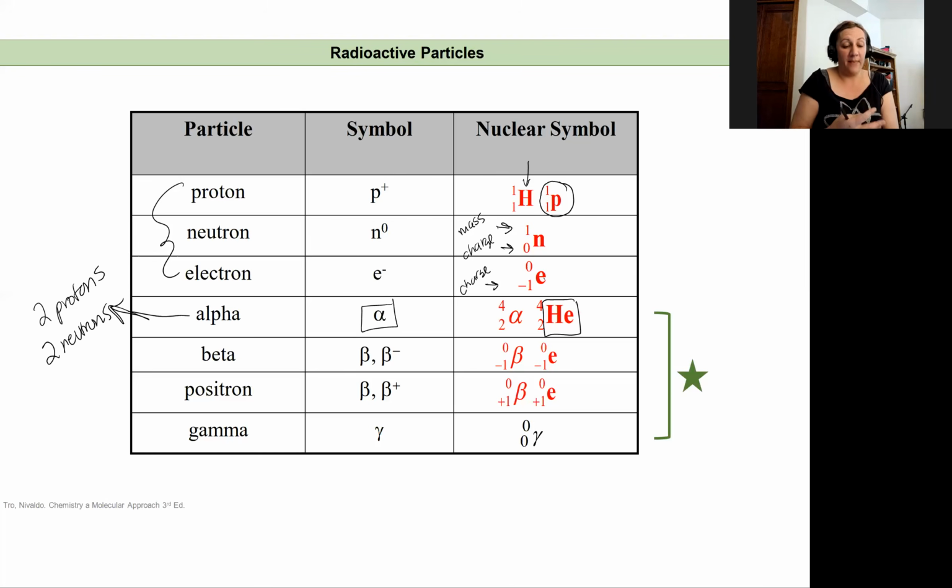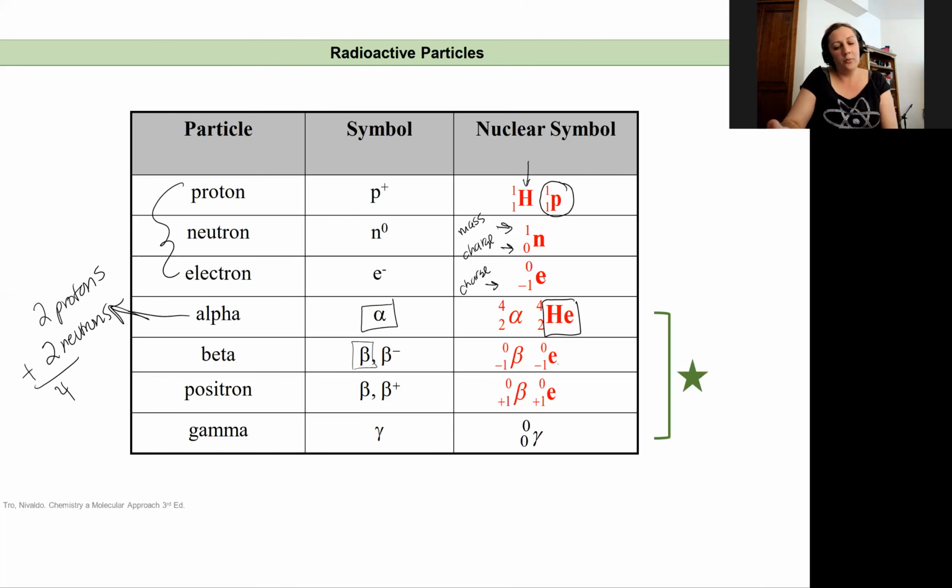And it'll have a mass of 4, because that 2 plus 2 is 4, and a charge of 2, because there's only 2 protons. And so this is our largest of our radioactive particles. It's like the largest chunk of stuff that could go flying out of our nucleus. It also has the least penetrating power because of that. It slows it down. All right, next we have beta particles, which we use this beta symbol here.